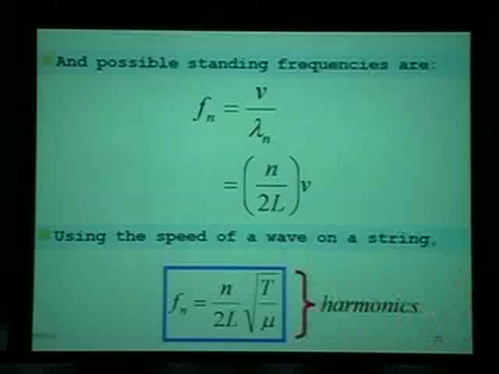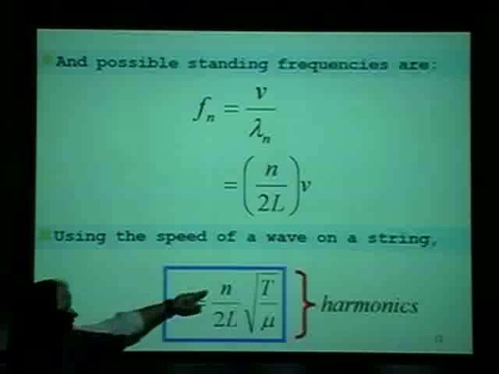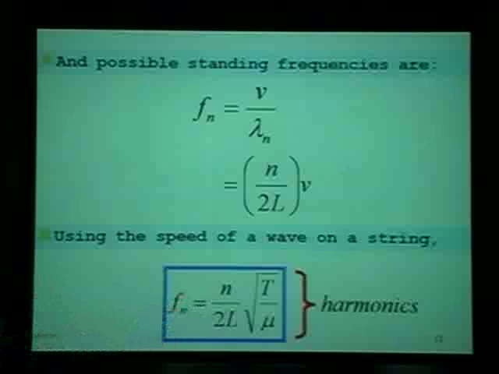We call those frequencies harmonics. So you have the first harmonic, the second harmonic, the third harmonic. All are frequencies corresponding to n in this formula. It all depends on what tension and what kind of string we use.